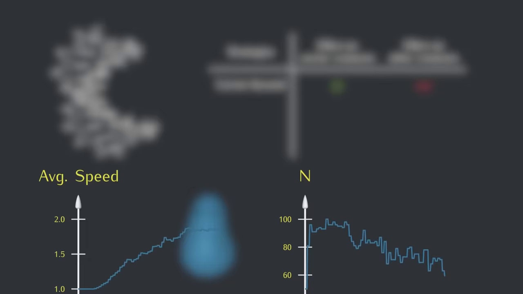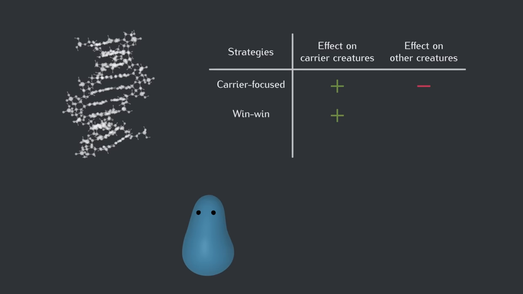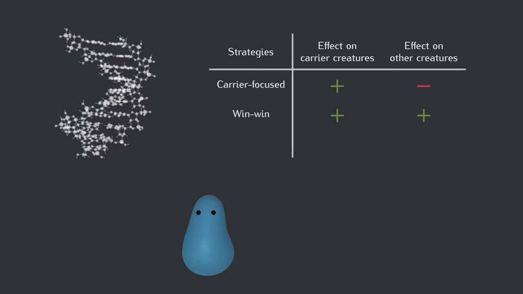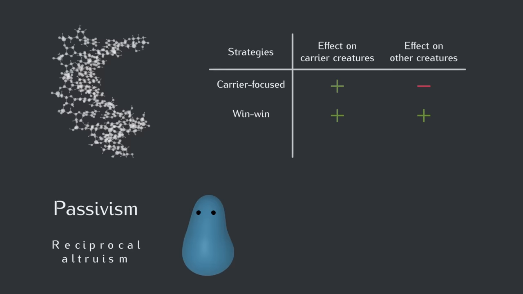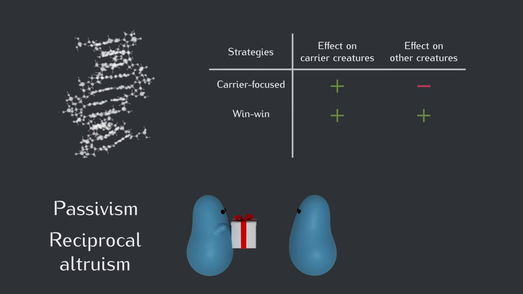Things don't have to be so grim, though. Genes can also be successful by coding for behaviors that are good for the carriers and also for other creatures. This category includes simple strategies like pacifism, where creatures can tend to give up some resource to avoid a costly fight that might injure or even kill them. And it includes a more complex kind of behavior called reciprocal altruism, where creatures help each other with the expectation of getting help in return. The mystery here is why these strategies aren't just beaten by cheating strategies who just take advantage of the kindness without being kind themselves.